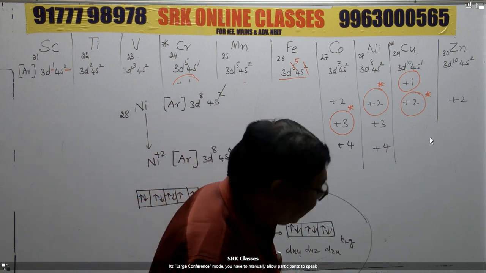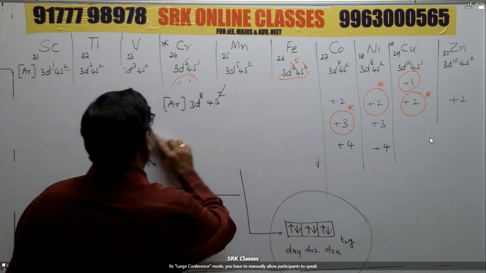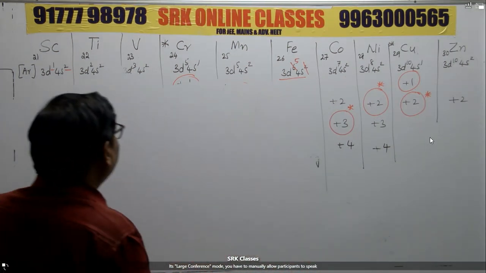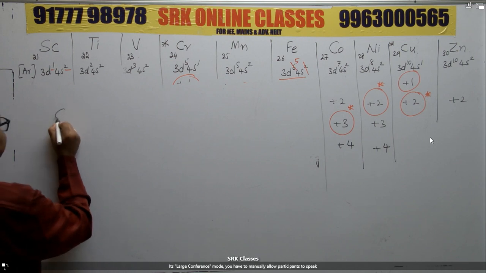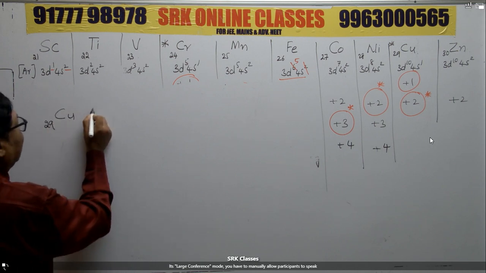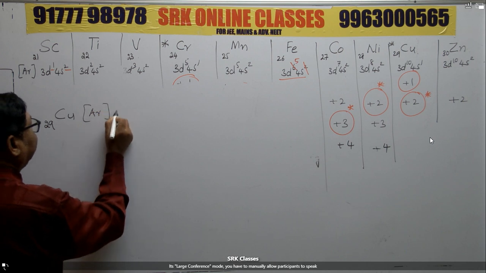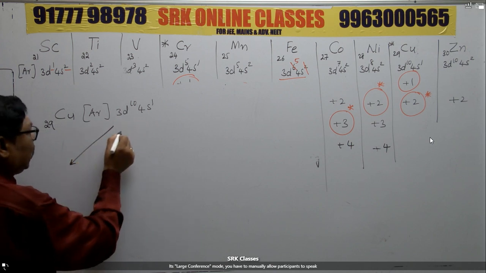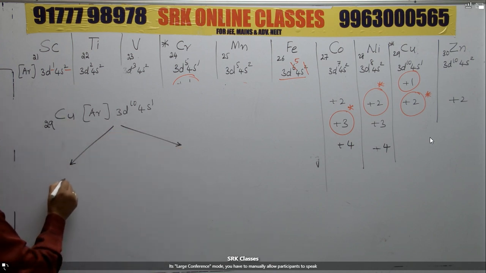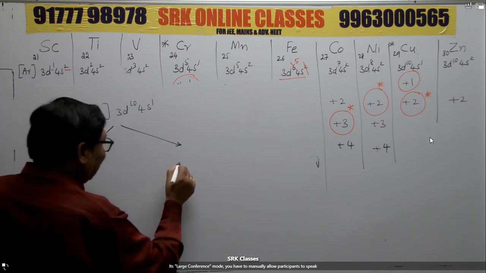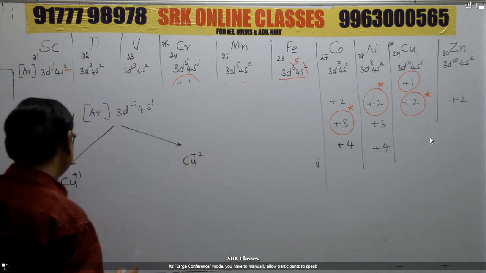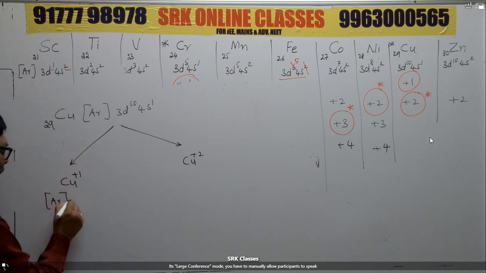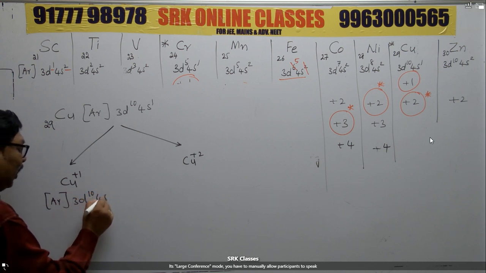Copper is also unique. Let us discuss the unique properties of copper here. Atomic number of copper is 29. Electronic configuration is argon 3d10 and 4s1. Copper shows two oxidation states. One is copper plus 1, another one is copper plus 2. How do you get this plus 1? Electronic configuration of copper plus 1 is 3d10 and 4s0.